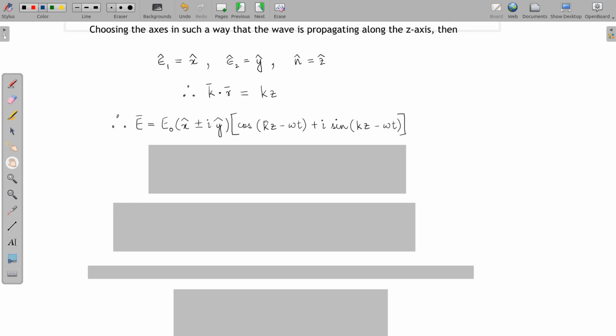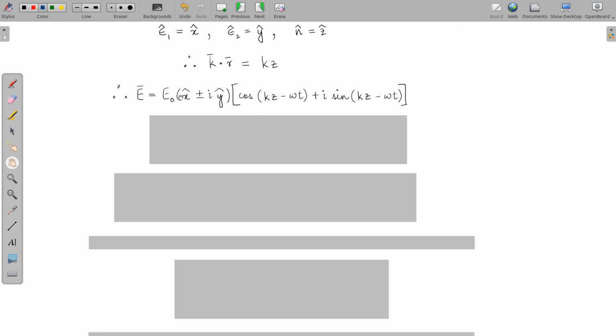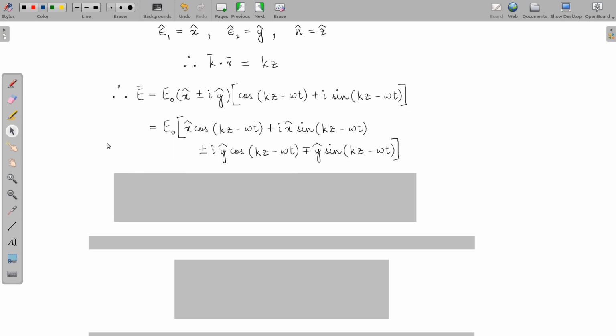So now we're going to just open this up. We're going to use the distributive property. So x cap I'll multiply with this, and y cap I'll multiply with this and this. So let's do that, and when we do that, this is what happens. So x cap multiplied with this gives us x cap cos(kz minus omega t). Then, there's a plus here, plus i x cap sin(kz minus omega t). Then multiply this with this, so we have plus or minus i y cap cos(kz minus omega t), and then we have plus or minus i times i, which is going to give us i squared. i squared is minus, so the plus is going to become minus and minus is going to become plus, so we'll have minus plus y cap sin(kz minus omega t).